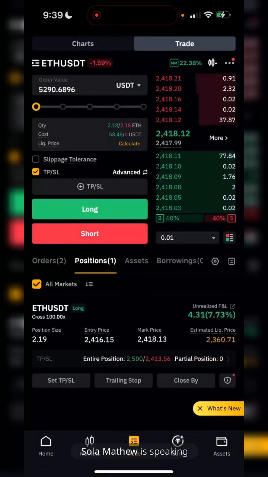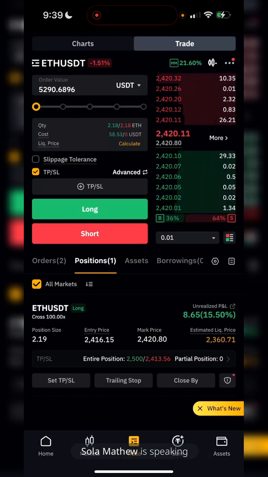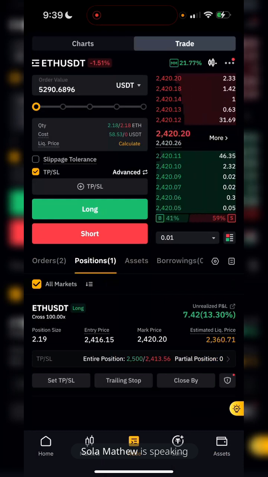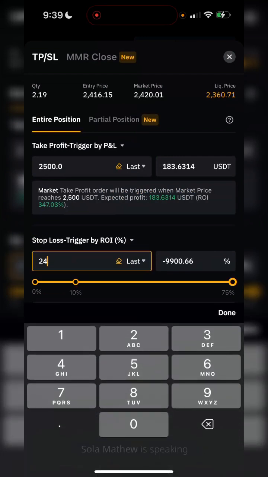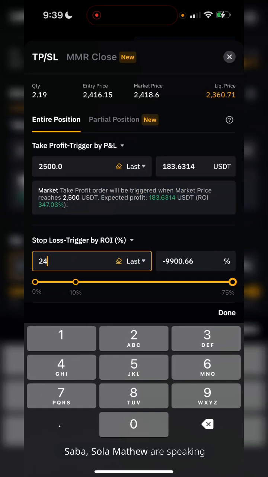So let's see, this thing is going up. Oh, at least I'm making 8 something. Wow, 9. So now that I see that I'm in profit, I can adjust it to my entry point. I entered at 2416, so I can adjust this to 2417. If I put that 2417, that means even if this market closes, I will still make $1. You understand?